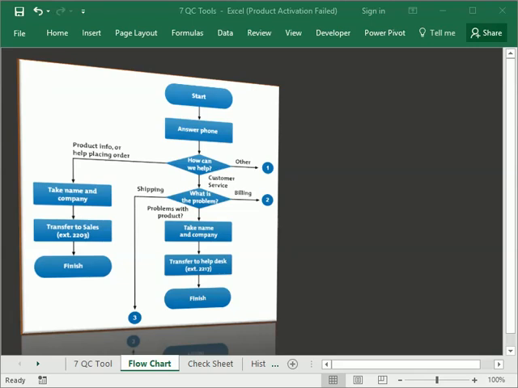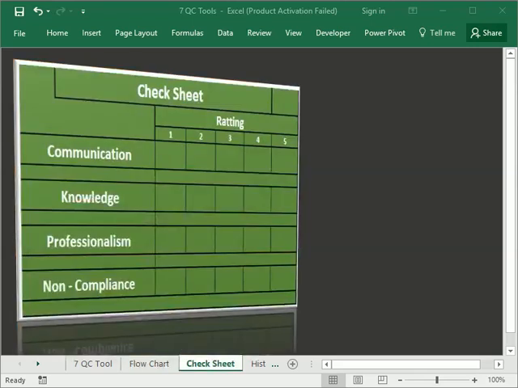Now let us see the next tool, checksheet. Checksheets are a special type of data collection form in which the results may be interpreted on the form directly without additional processing. Checksheet can be used to keep track of defects.